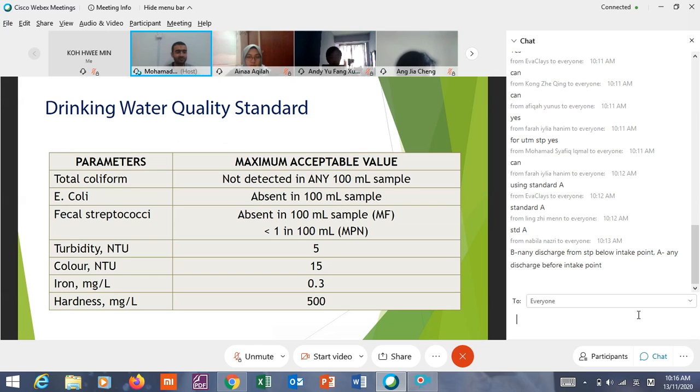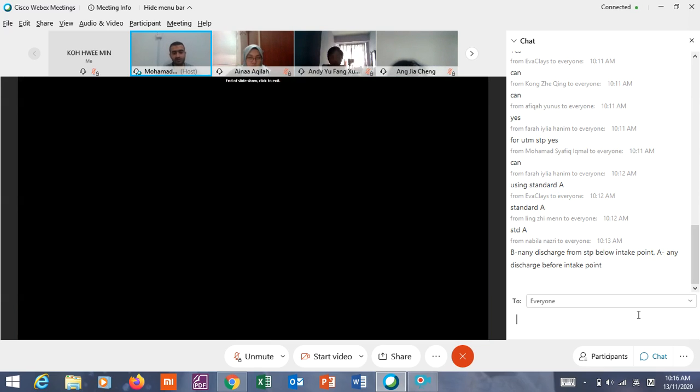That is totally prohibited. The E. coli, Escherichia coli, the fecal streptococci, same. They have to be absent. They have to be definitely absent. Turbidity, color, iron, hardness, all are in very low amounts in the drinking water quality, because this is in direct contact with humans, so it has to be of high safety for humans.